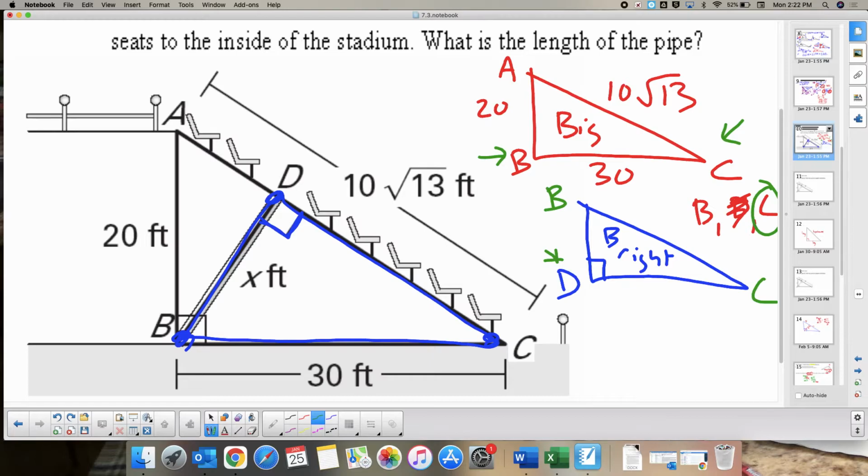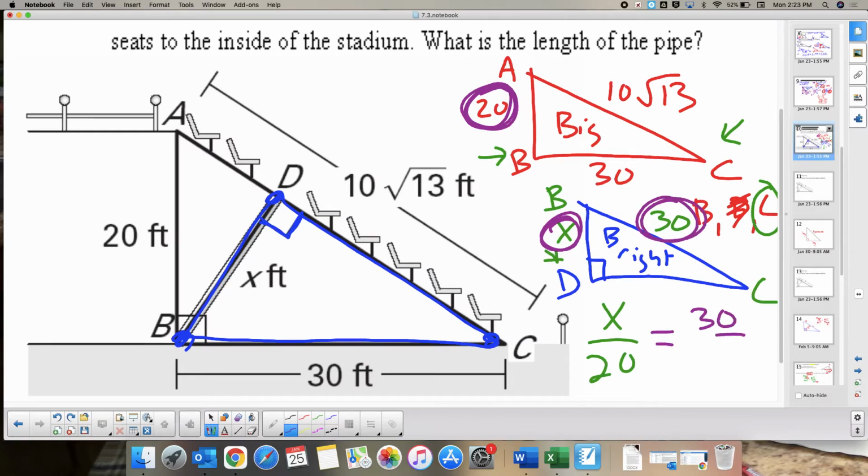Now we fill in our pieces. BD is X. And B to C is 30. Right? All we're trying to do is find X. We have what we need. X will match up with our 20. They are both on the left-hand side here. That's why we take the time to do this. X over 20 will equal, now I got my 30 to match with this 10 square roots of 13.